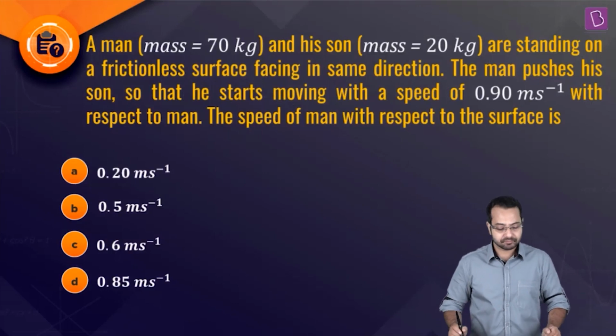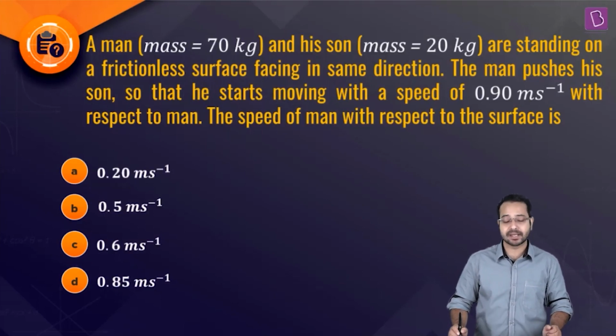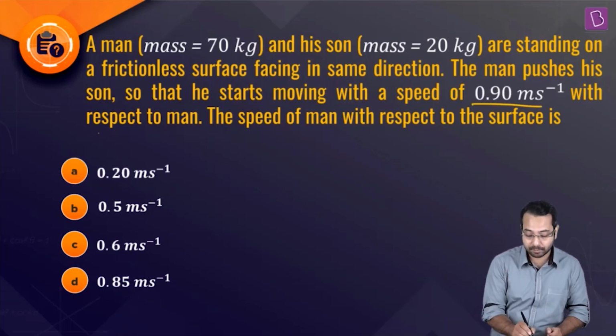The question is, a man of mass 70 kg and his son of mass 20 kg are standing on a frictionless surface facing in the same direction. The man pushes his son so that he starts moving with a speed of 0.9 meter per second with respect to the man.